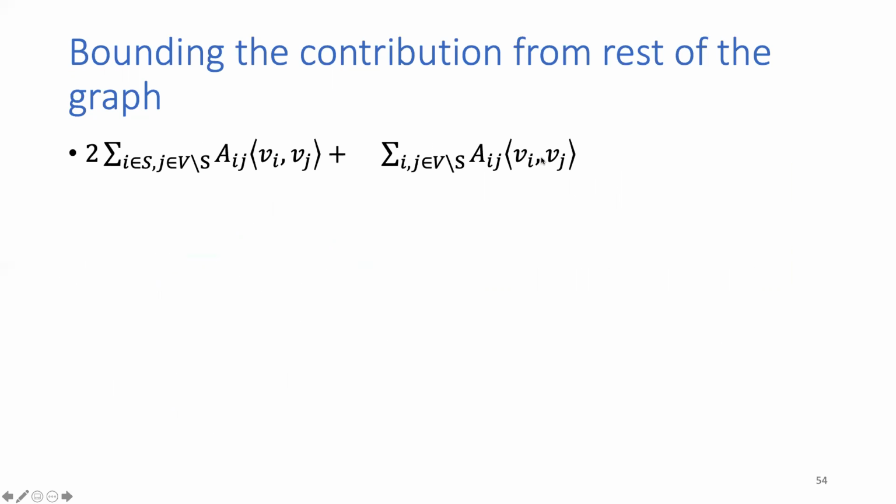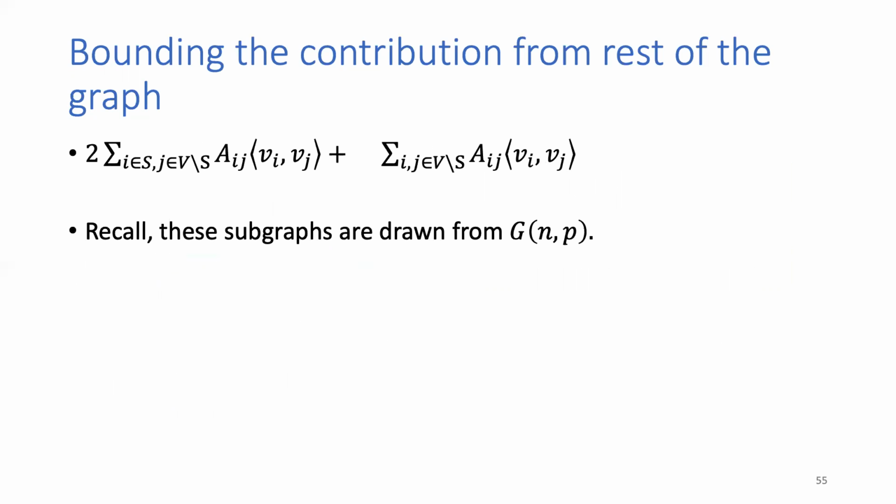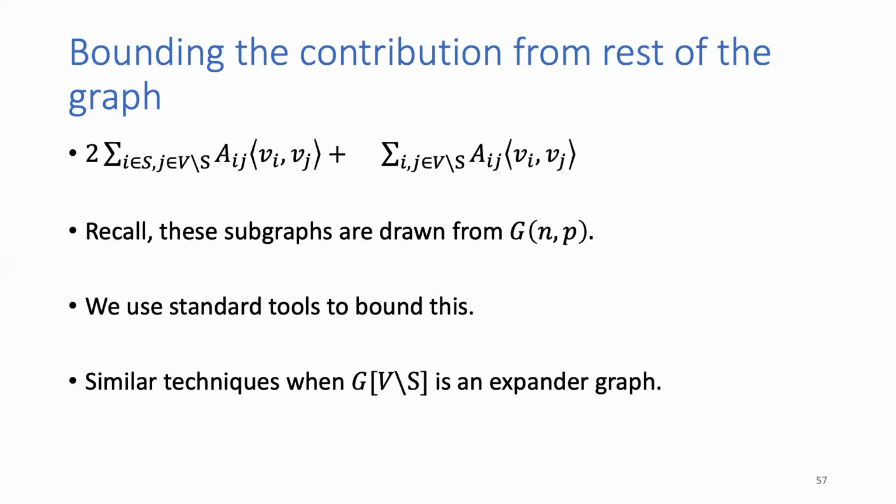So let's see. Recall that the subgraphs on S cross V minus S and V minus S are random graphs. So we can use some standard tools. They have a lot of structure. Random graphs have a lot of nice properties, and this can be further used to bound these terms. A similar technique is used when G on V minus S is an expander graph. So I'll mention what these tools are next.